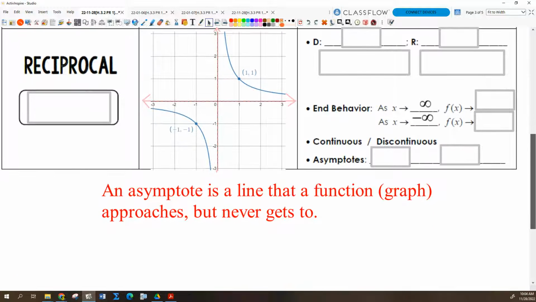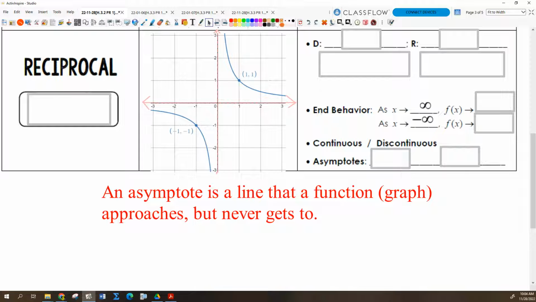Okay, the reciprocal function. Now we get into something that's different. We're getting kind of stuck in a pattern there. This one's a little different. F of x equals 1 over x. And this time, let's go down to the continuous, discontinuous one to start with. Give me thumbs. Continuous? No, it's not.